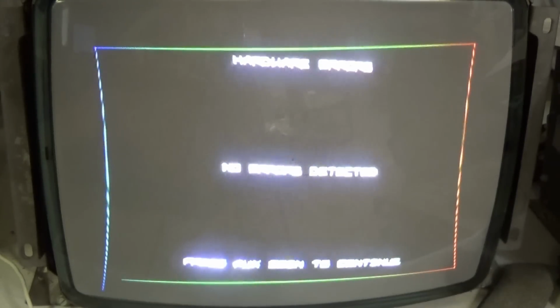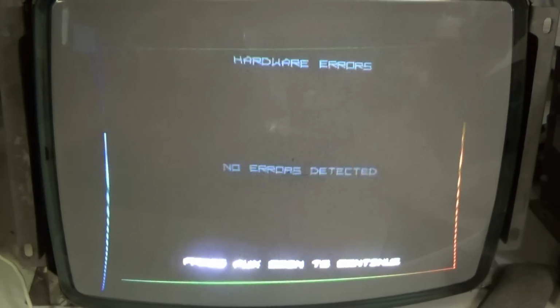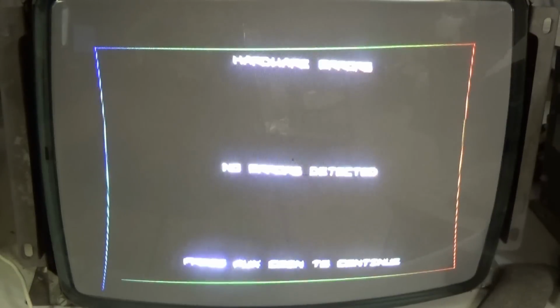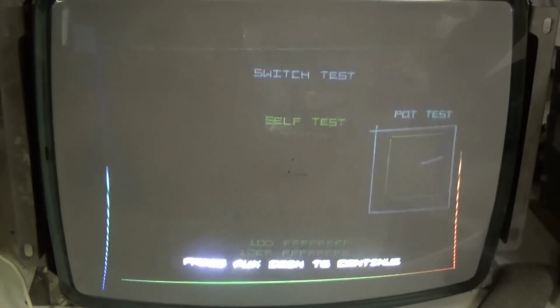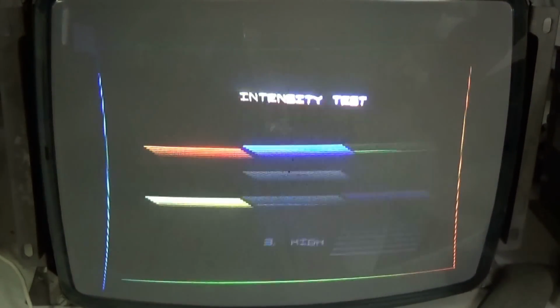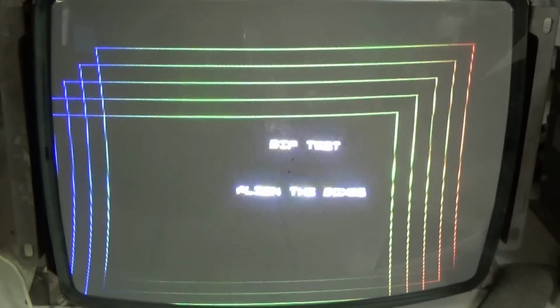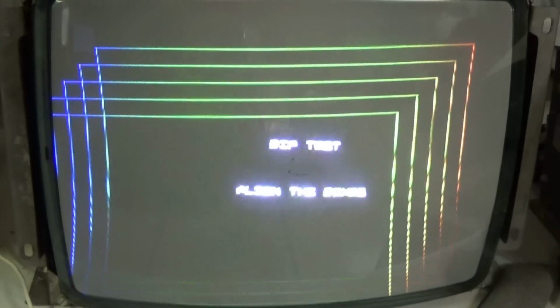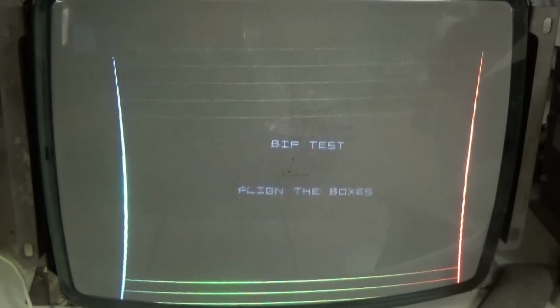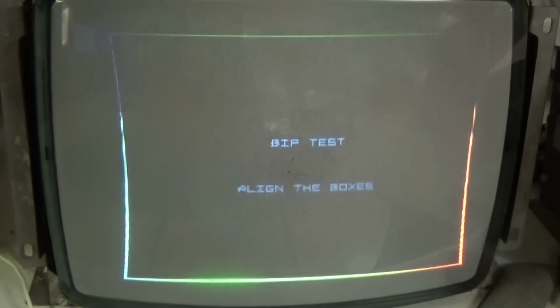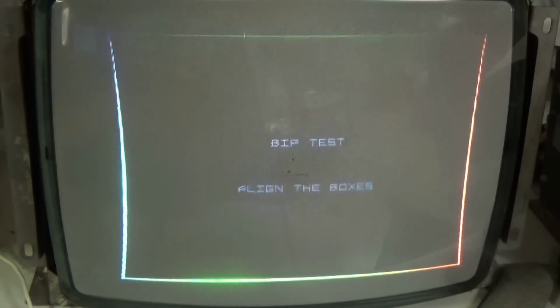I want to start with the BIP, the bipolar pots. And there's a screen that you can get to where it says line up the boxes. Right here. Let's line up the boxes. That's pretty good.